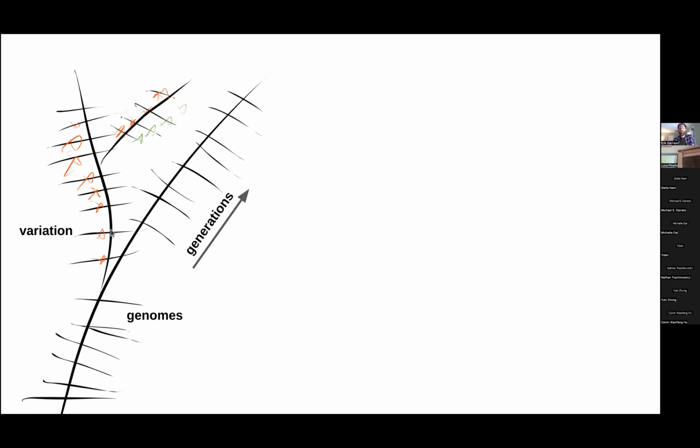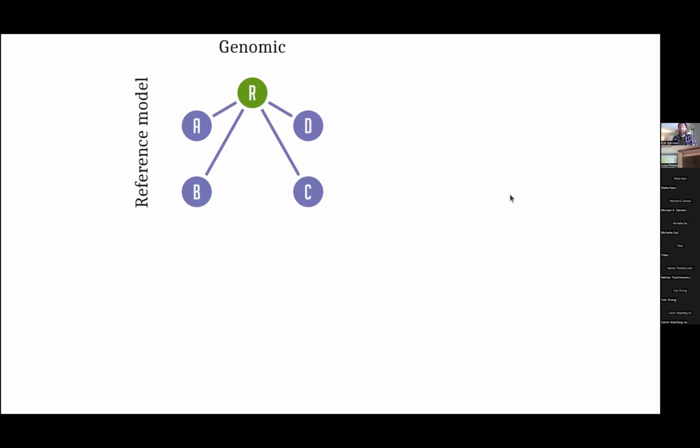Those cause variations in this sort of phylogenetic tree as we go through variation. And so the red and green represent variations. And the standard in the fields that are interacting with genomes right now and working on resequencing is to take a single reference genome from this tree and then relate everything to that reference. And so that's kind of a genomic model.